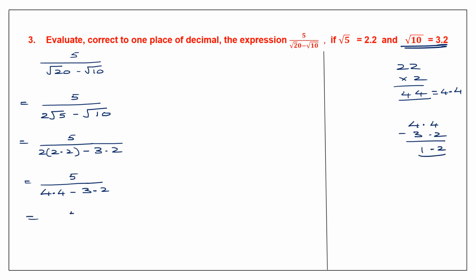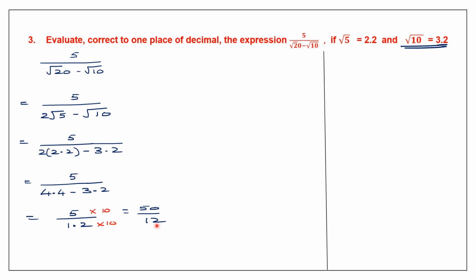So this becomes 5 by 1.2. Now this is division by a decimal number, so we can make this a whole number by multiplying this by 10. Multiply the numerator also by 10. So what do we get here? We get 50 by 12. We can divide 50 by 12 or reduce this to the lowest term. Both are divisible by 2, so this is 25 and this is 6. So the fraction that we have here is 25 by 6.